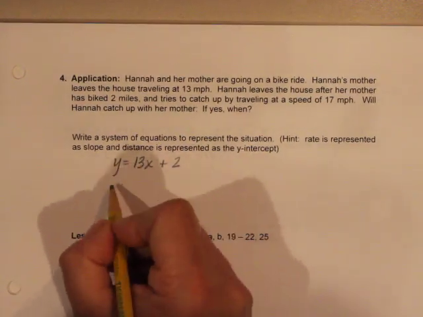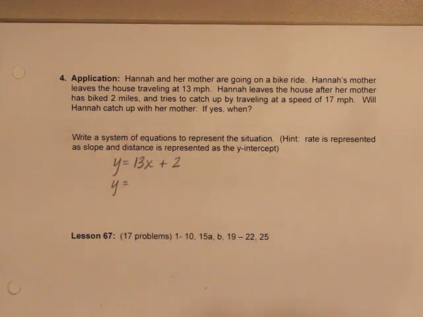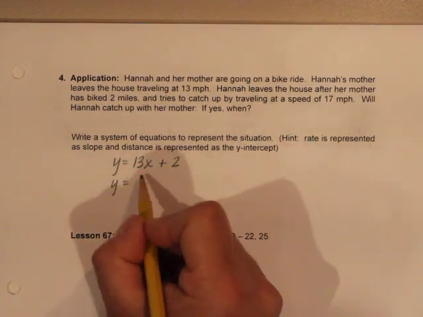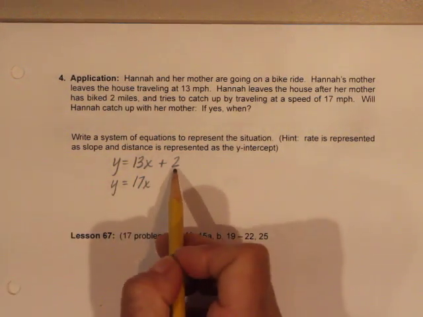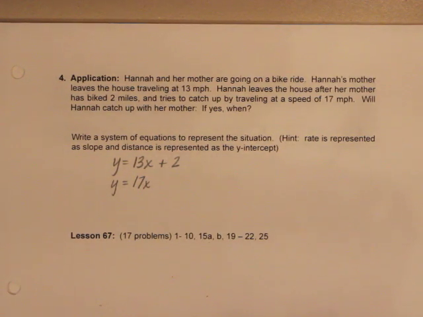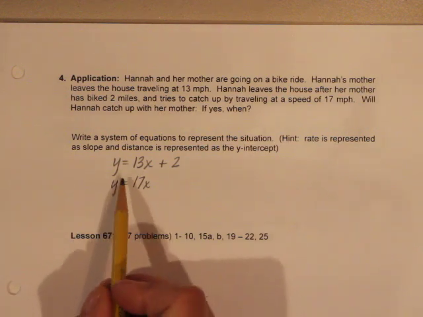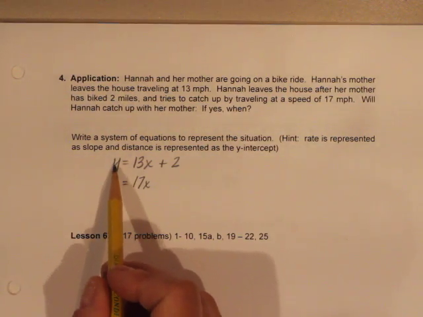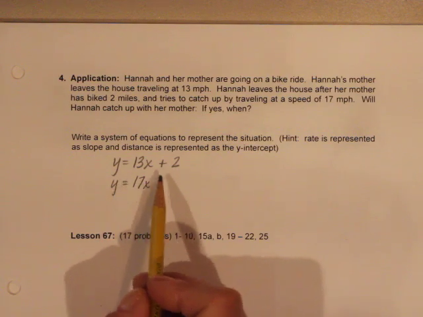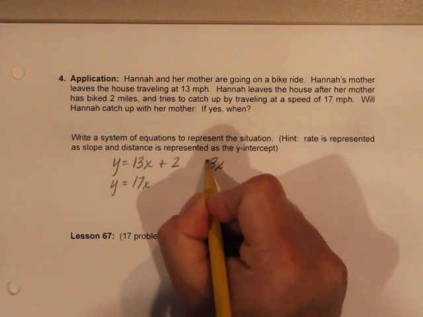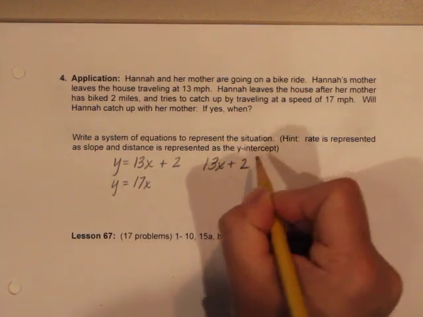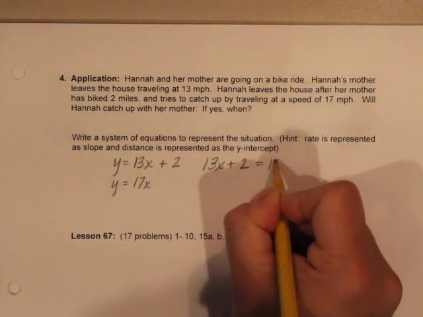Now, Hannah, on the other hand, is traveling at a speed of 17 miles per hour. And she's starting at 0, right? Mom's 2 miles ahead. Hannah's going to try to catch up by riding 17 miles an hour. The question is, will she catch up with her mother? And if yes, when? Because both of these are in the form y equals, we know that they equal each other. So let's see if we set them equal to each other, what we get as a solution.